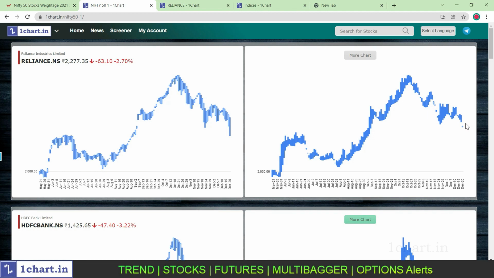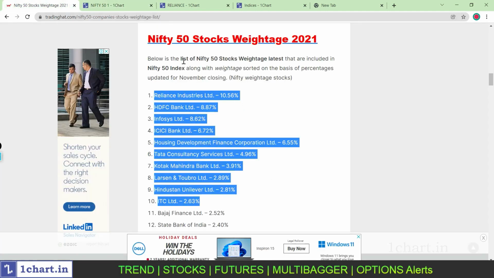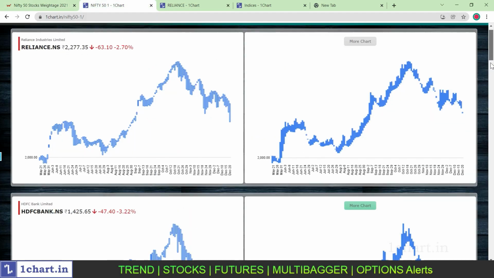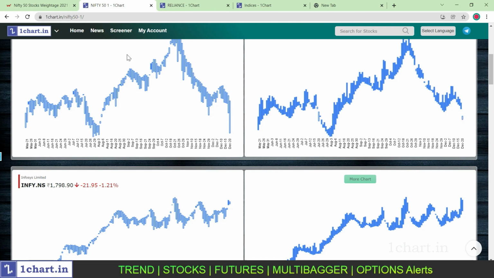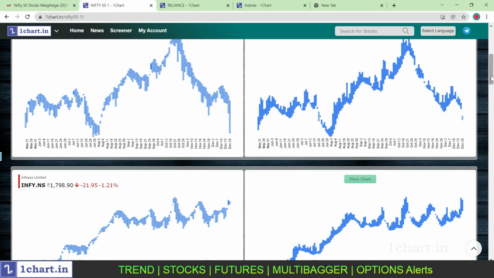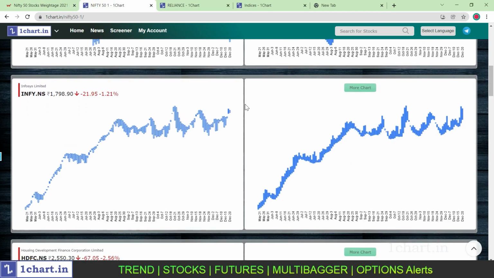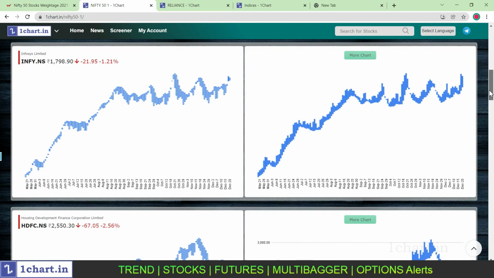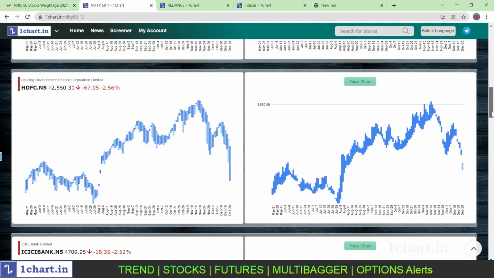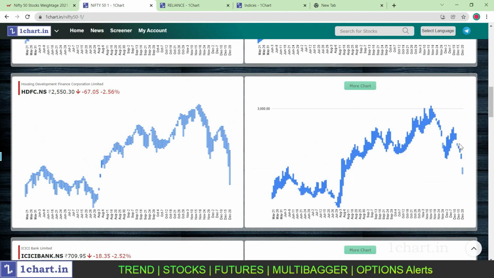Now Reliance also gap down. Number one gap down, and HDFC. Next HDFC Bank also gap down. Infosys gap up, but today it is in a negative direction. So now two stocks are gap down. HDFC also gap down here.